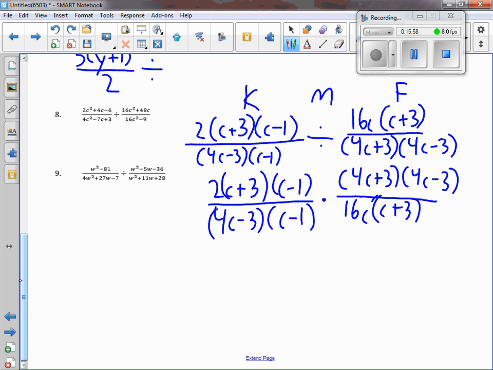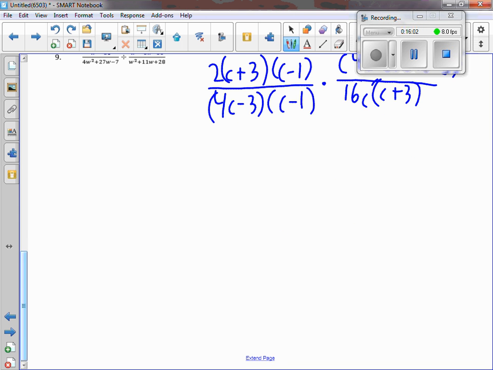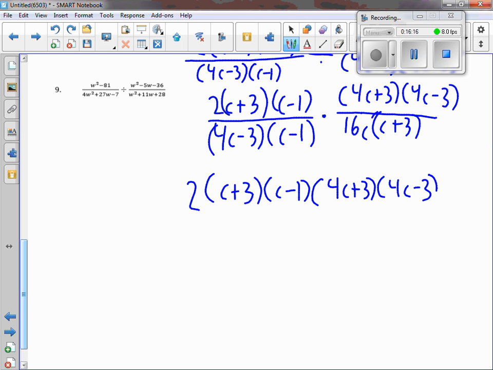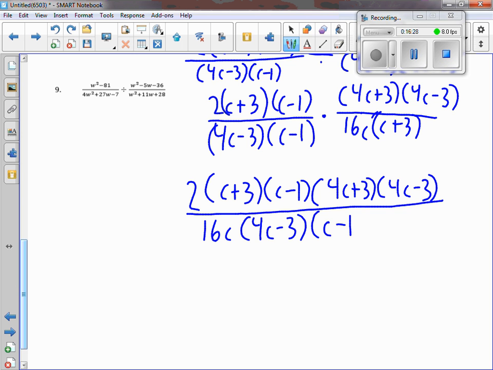Then we multiply it together. So we get, there's going to be a bit long, but again, multiplication is just jamming it together. So we get 2, c plus 3, c minus 1, 4c plus 3, 4c minus 3. On the bottom, we get 16c, 4c minus 3, c minus 1, c plus 3.